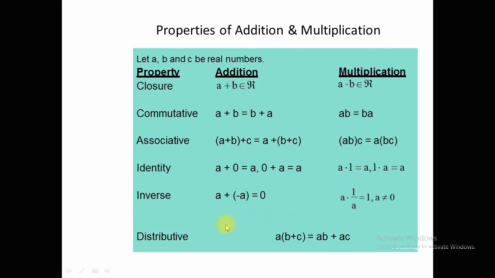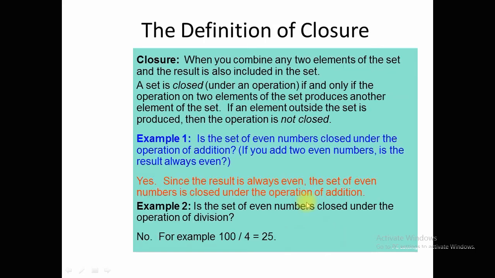Similarly, the set of real numbers has the distributive property of multiplication over addition. The distributive property of multiplication over addition is written as A dot B plus C is equal to AB plus AC.